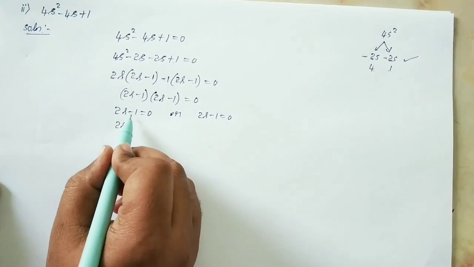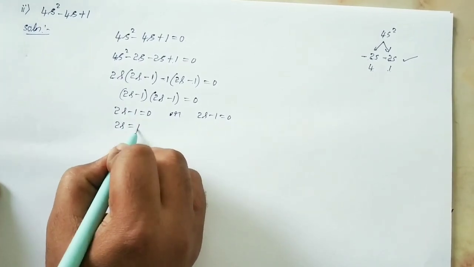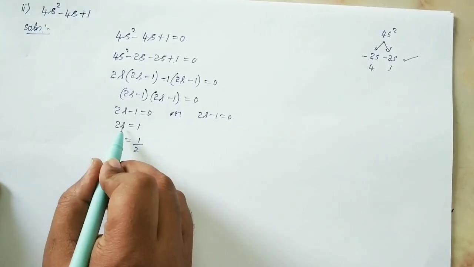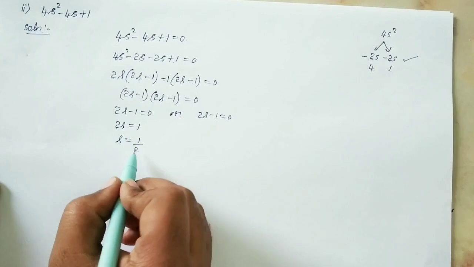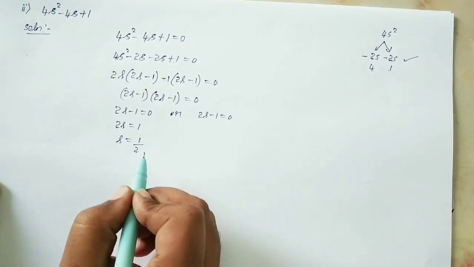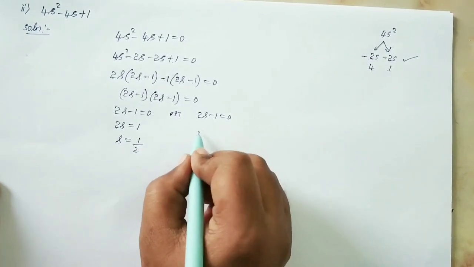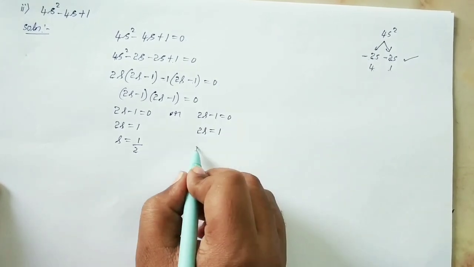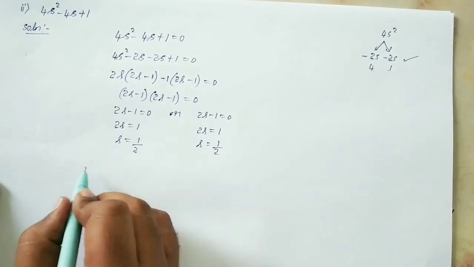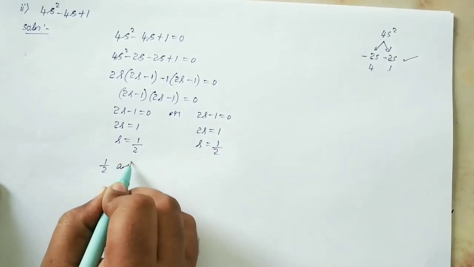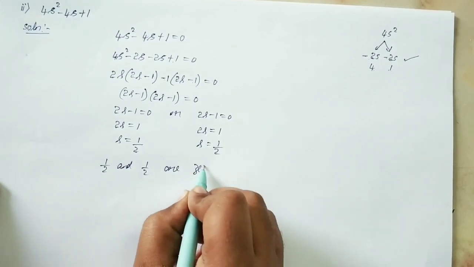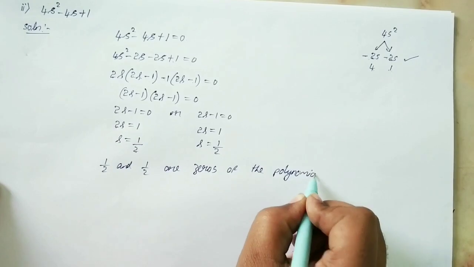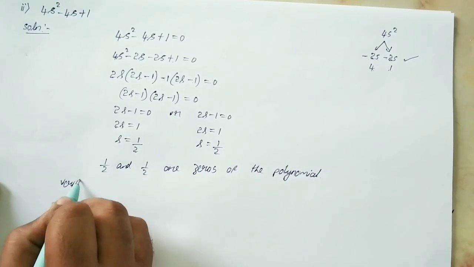So 2s, if we shift -1 to the RHS, it will become +1. Again if we shift 2 to the RHS, it will go to the denominator. Since it is a multiplicative term, 2 into s, this will go to denominator. Opposite of multiplication is division, right? So again 2s as it is. If we shift -1 to the RHS, it will become +1. So if we shift 2 to the RHS, it will go to the denominator. So what are the zeros here? 1/2 and 1/2 are zeros of the polynomial.